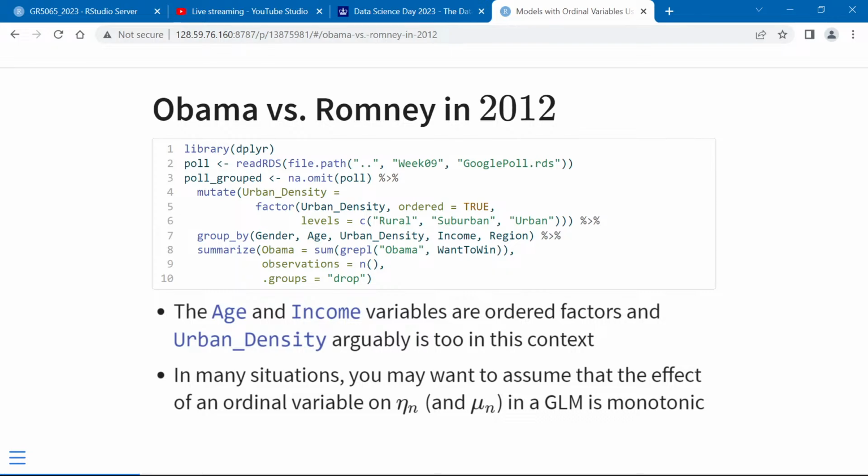And in many situations, you might want to assume that the effect of some ordinal variable on eta, and hence on mu, is monotonic. If we observe the person's exact income or exact age, we might well have put that in as linear. It wouldn't have to be linear, we could do polynomial, but we might very well put that in as linear.